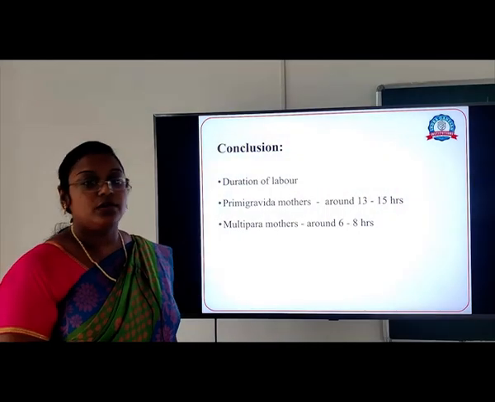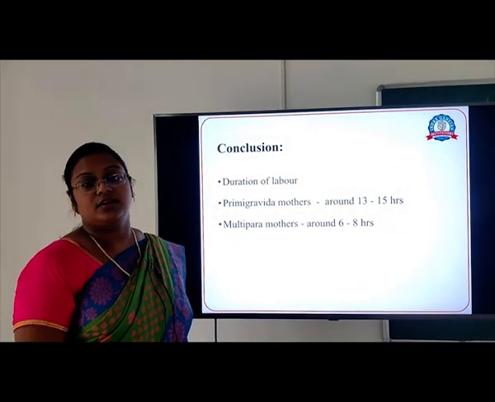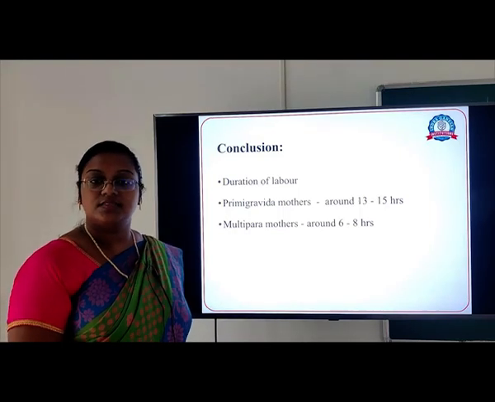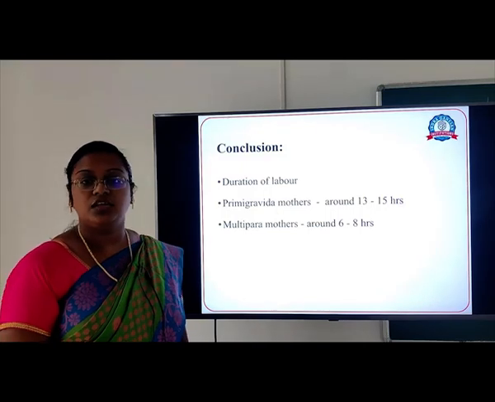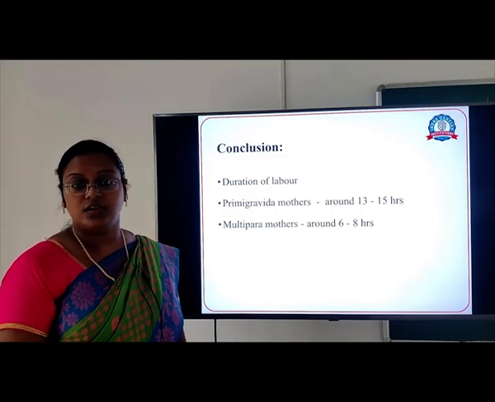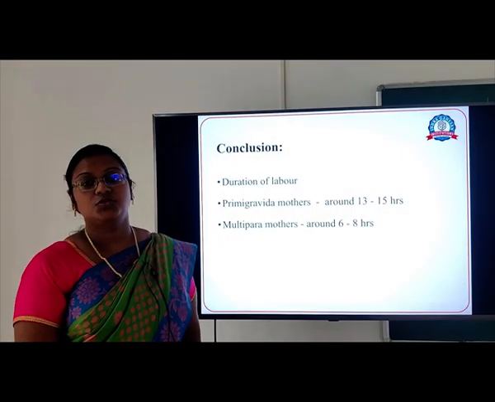So, I am going to conclude now. The duration of labor for a primigravida mother, that is the first stage, second stage and third stage together, is around 13 to 15 hours for delivering a baby, and for multipara mothers the duration is around 6 to 8 hours.